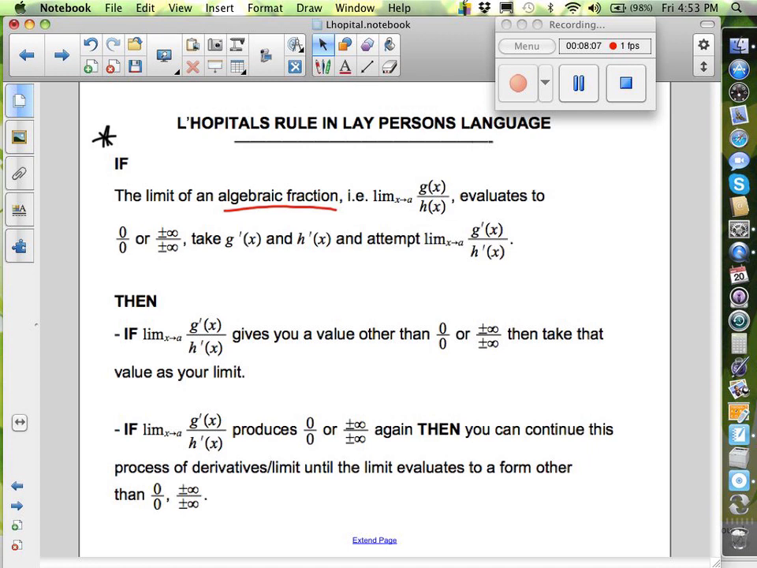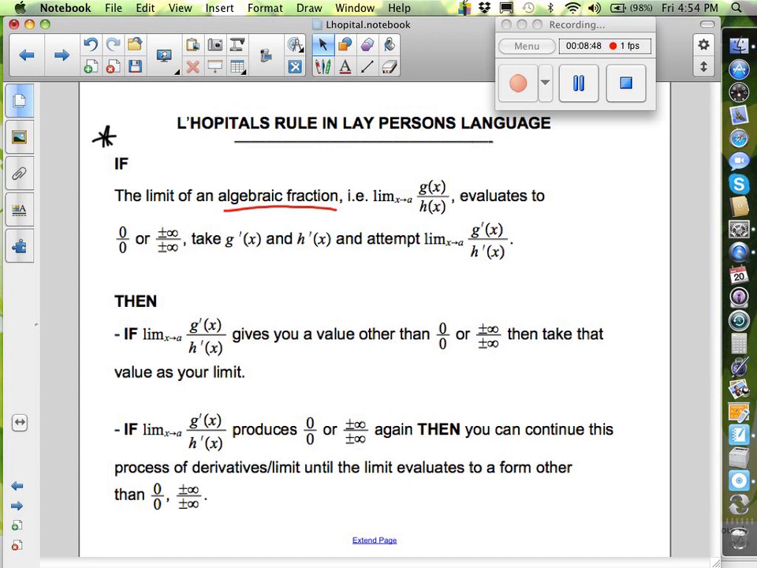Okay, so in layperson's language, if we have a limit of an algebraic fraction, a function in the numerator, a function in the denominator, and when we evaluate the limit, we get the indeterminate form, 0 over 0, infinity over infinity, negative infinity over negative infinity, etc. And there's more indeterminate forms. You can take the derivative of the numerator, the derivative of the denominator, and take the limit using the derivatives. If that gives you something that's not indeterminate, that's your limit. Take that value as your limit.